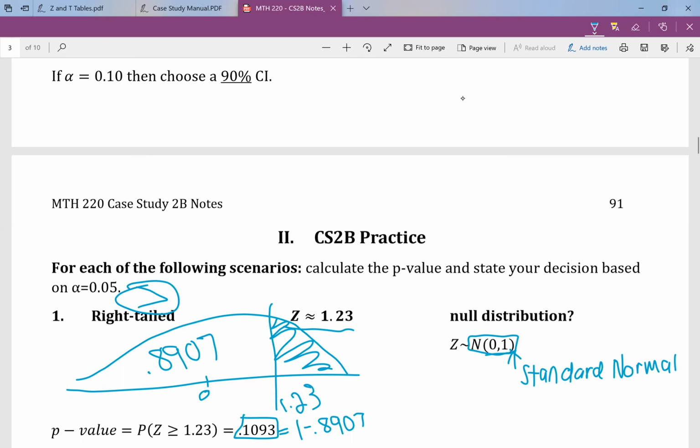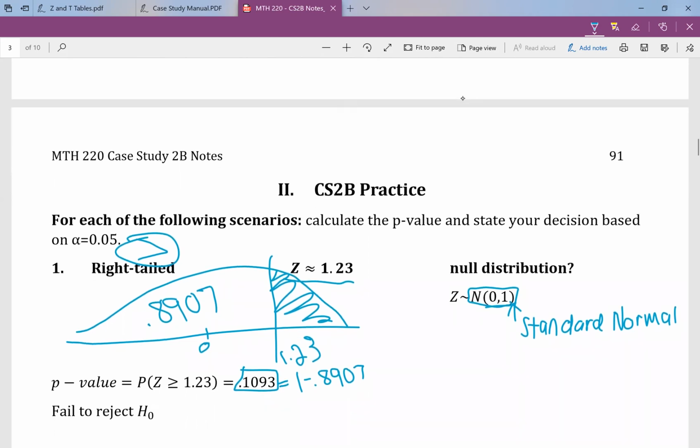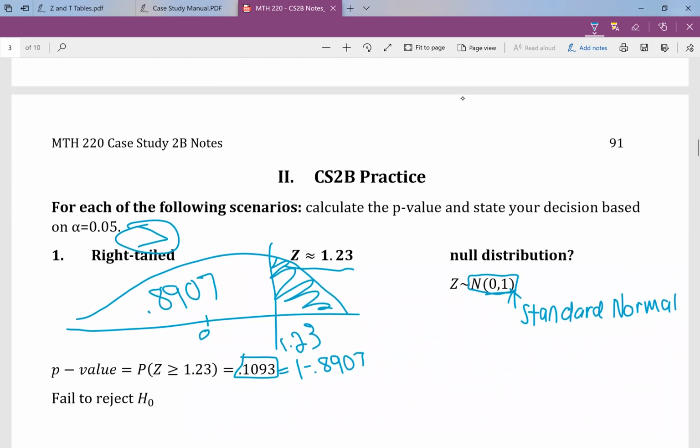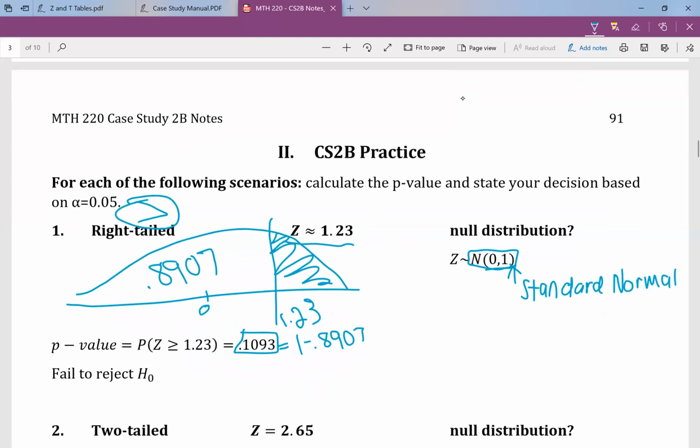Now that we have a p-value of 0.1093, the next thing we need to do is make our decision. Is that going to be fail to reject H0, or reject H0 and accept HA? That's a large p-value, so our decision is going to be fail to reject H0. Hopefully you now remember how to use our table, but let's go through a few more examples.